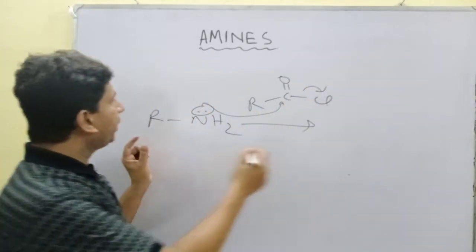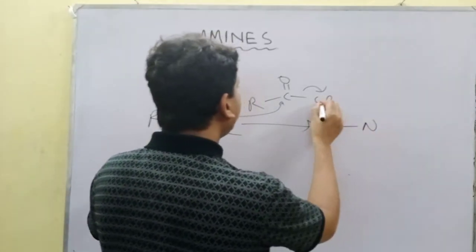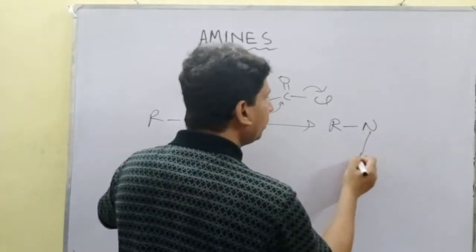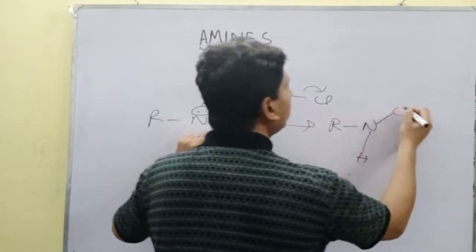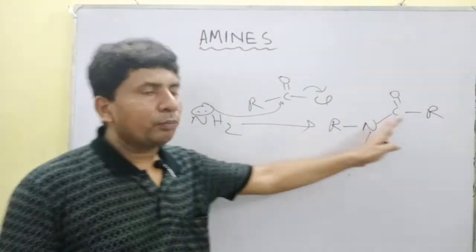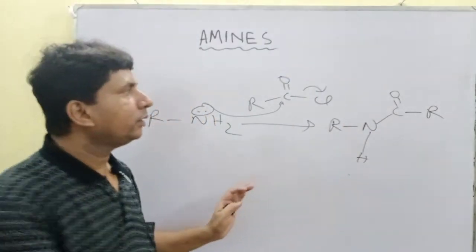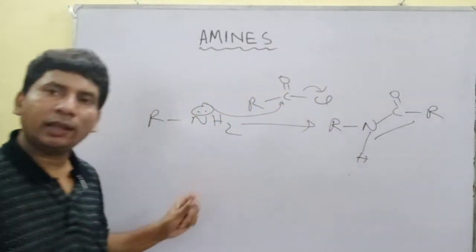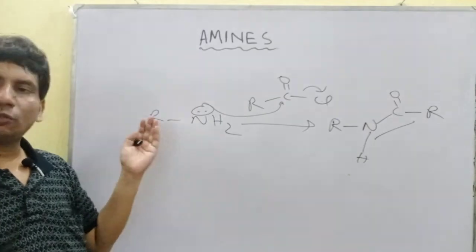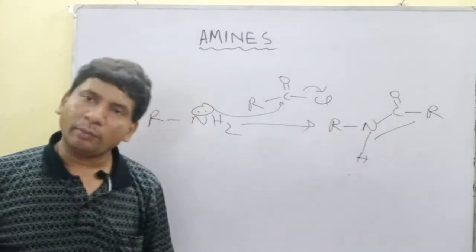Okay, then we will get RN, this chlorine will be removed with a hydrogen, then there will be carbon double bond O R. So this compound may be formed, no problem. Clear? This is the amide bond. So primary amine can react with acid chloride to form amide.